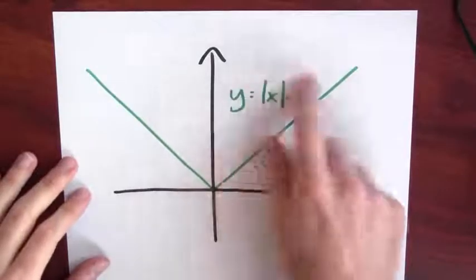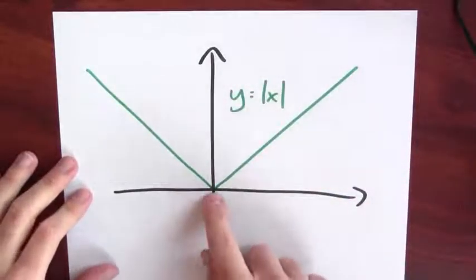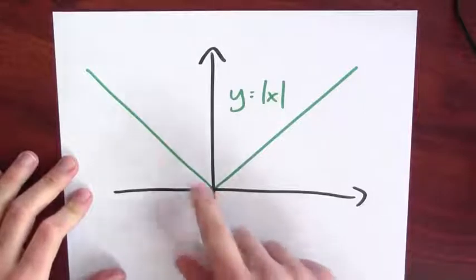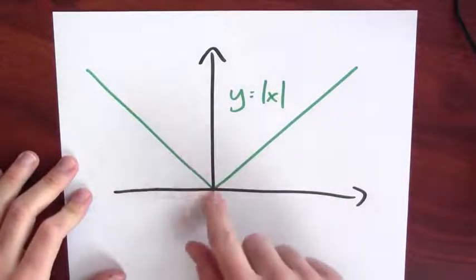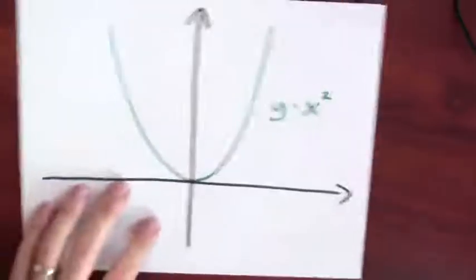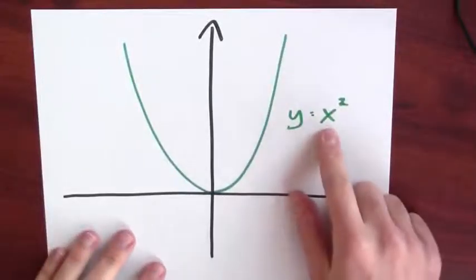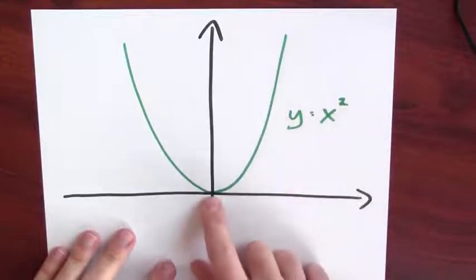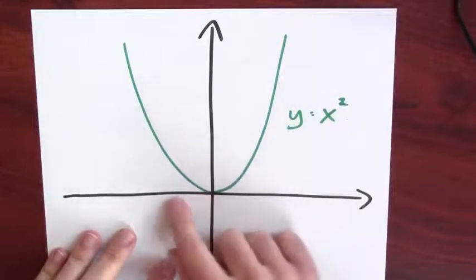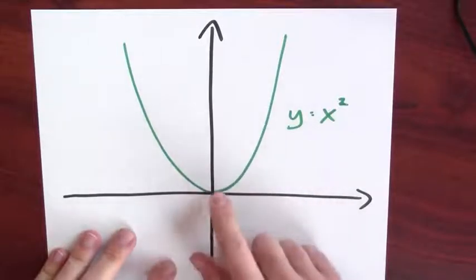Here's the graph of the absolute value function. There's a local and a global minimum at the point 0. The derivative of this function isn't defined at that point. Here's another example. Here's the graph of y equals x squared. This function also has a local and a global minimum at the point 0. Here, the derivative is defined, but the derivative is equal to 0 at this point.